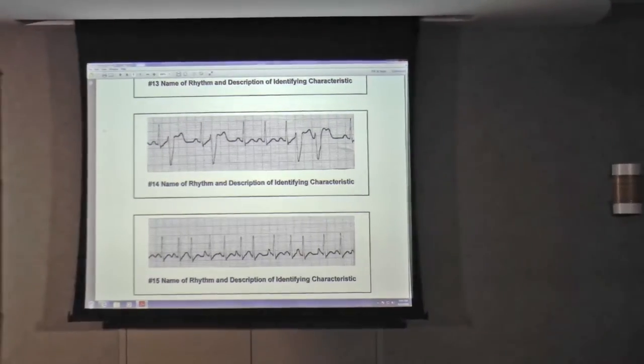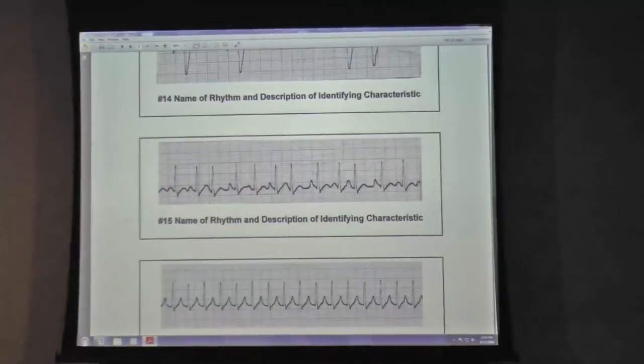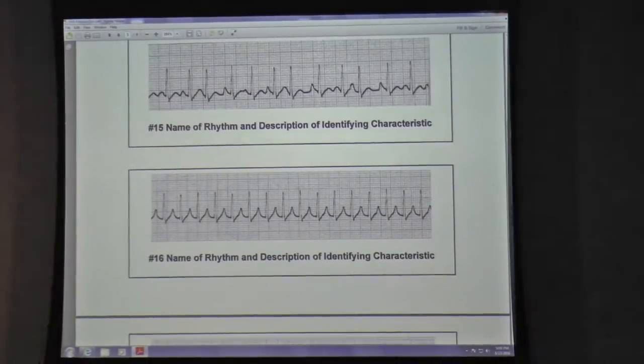Okay, 15. Number 15 is a little challenging, I would say. So what do we have? We have a heart rate of 300, 150, 100, so say 125, 130. So we have a tachycardia, we have narrow QRSs, but what's interesting, is it regular? No. But we clearly have P waves.